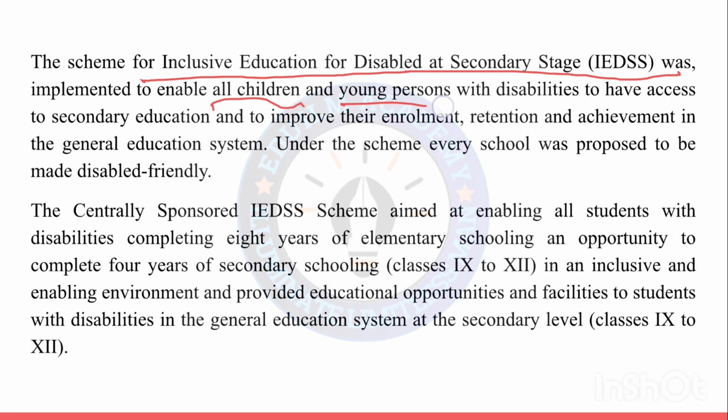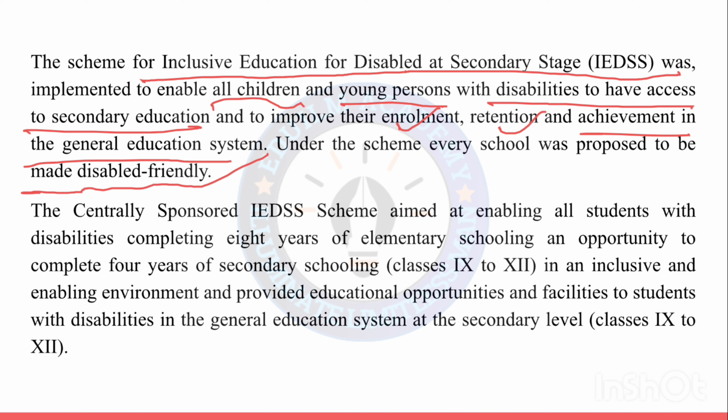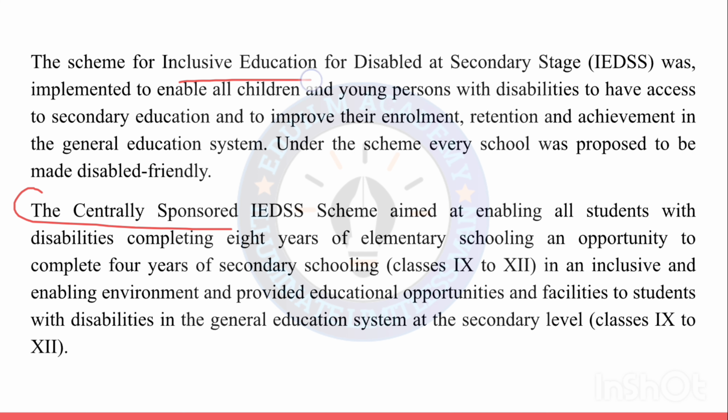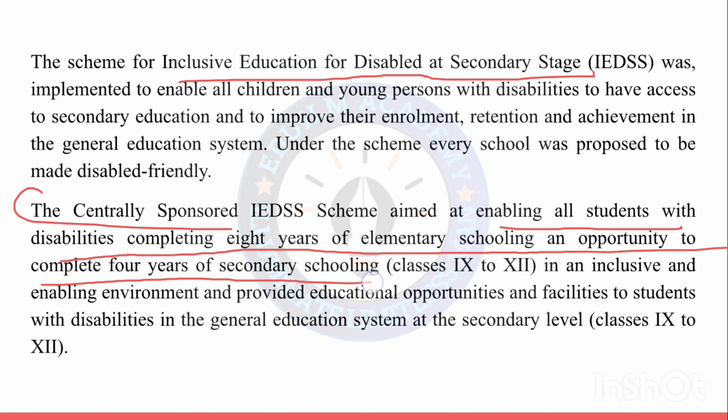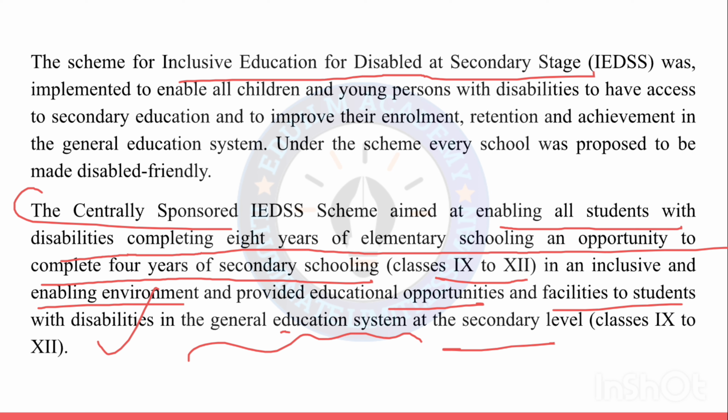Another scheme for children with special needs is Inclusive Education for Disabled at Secondary Stage, which was implemented to enable all children and young persons with disability to have access to secondary education and to improve their enrollment, retention, and achievements in the general education system. Under the scheme, every school is proposed to be made disabled friendly. It aimed at enabling all students with disabilities who completed 8 years of elementary schooling to have an opportunity to complete 4 years of secondary schooling in an inclusive and enabling environment, and provided educational opportunities and facilities to students with disabilities in the general education system at the secondary level.